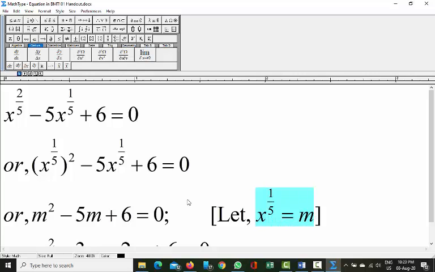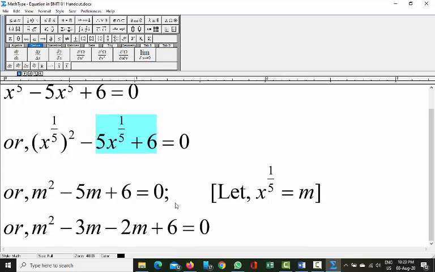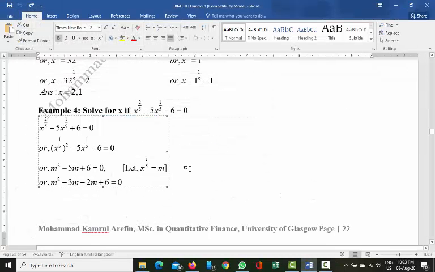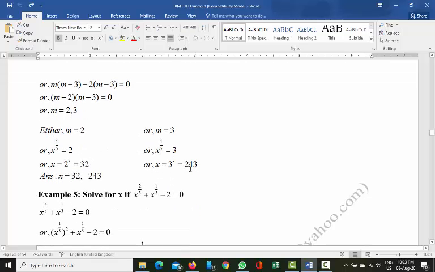So this one is equal to m. So we have m square minus 5m plus 6. We can solve it like the previous method. We can do middle term break, or we can use a calculator, or we can use that formula to solve it. If you solve it, you will see the value of m is equal to 2 and 3.